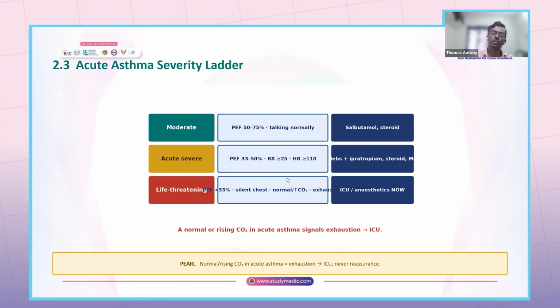If the patient is having exhaustion, refer the patient to ICU and anesthesia environment. So again, a normal or rising carbon dioxide in acute severe asthma, or exhaustion, needs referral.